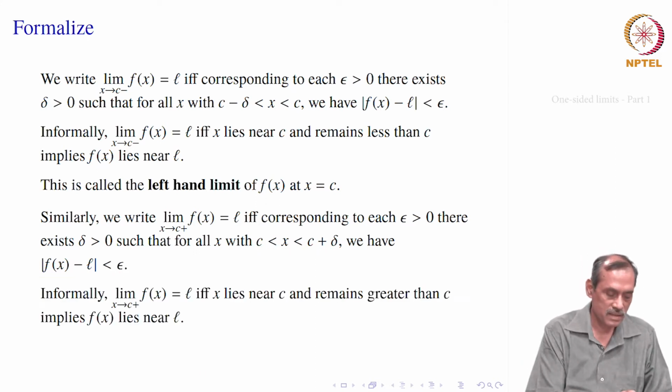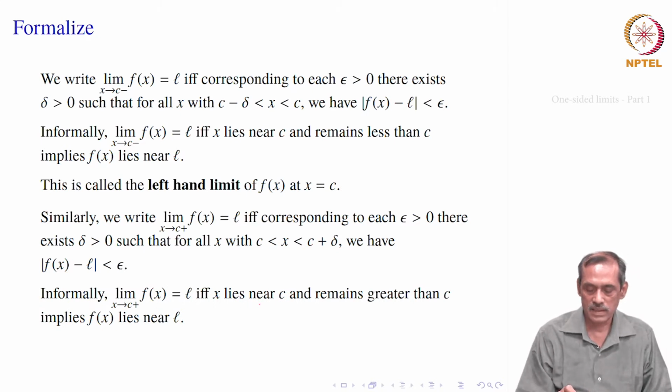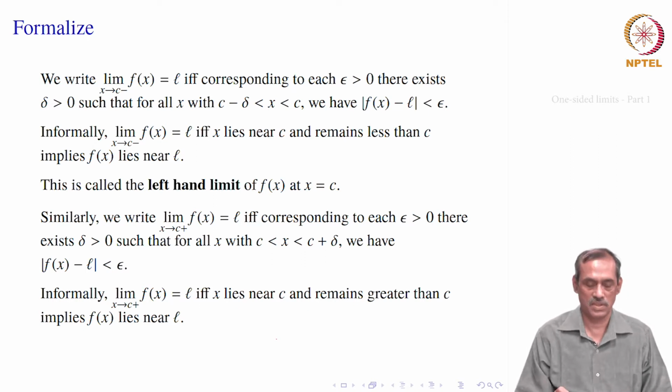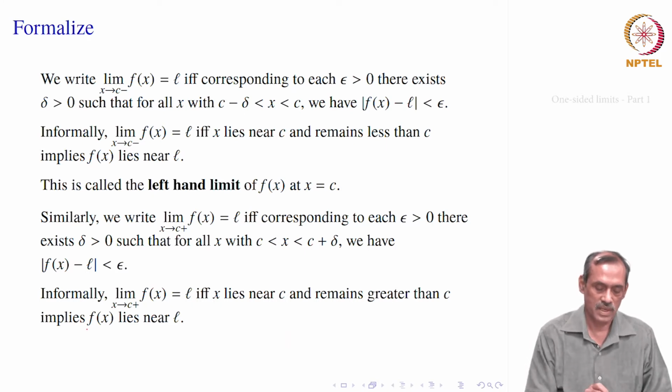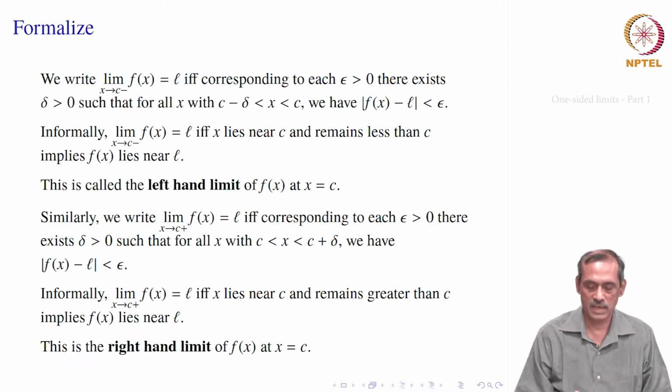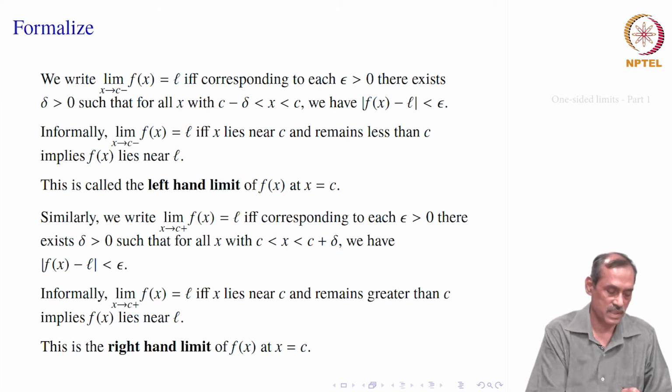So, again informally you will say that limit of f of x as x goes to c plus equals L, the right side limit of f x at c is L, if x lies near c and remains greater than c. For those x, f of x should lie near L, that is called the right hand side or right limit of f x at x equal to c. So, in the earlier example what we have seen, the left side limit is 2, right side limit is 4. That conforms to this formal definition.